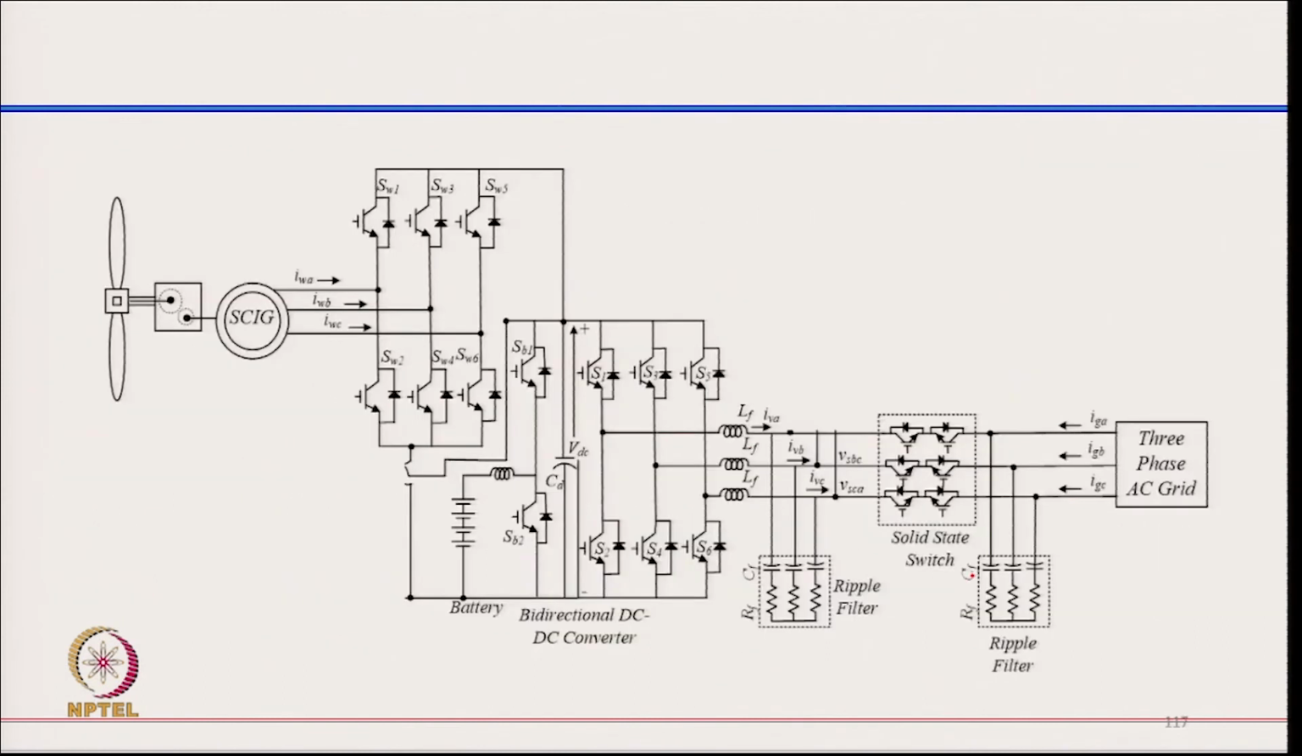So, this is the typical system. We have a squirrel cage machine with a gearbox, wind turbine, and then we have a machine side converter. We have a battery which smoothens the power; the turbine is generating typically 160 kilowatt, but we want 100 kilowatt on the grid side. So, this is the total system.